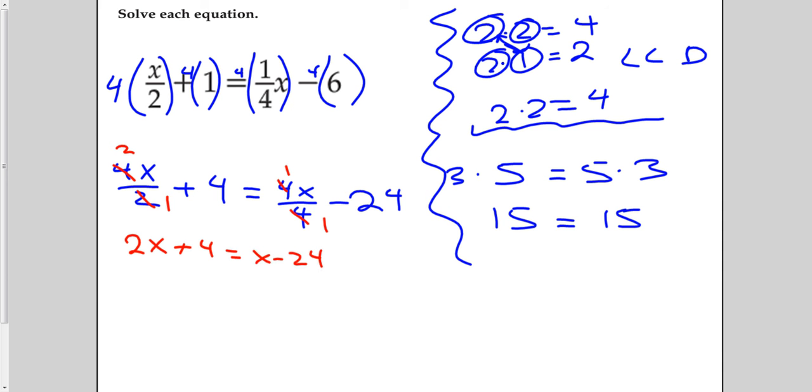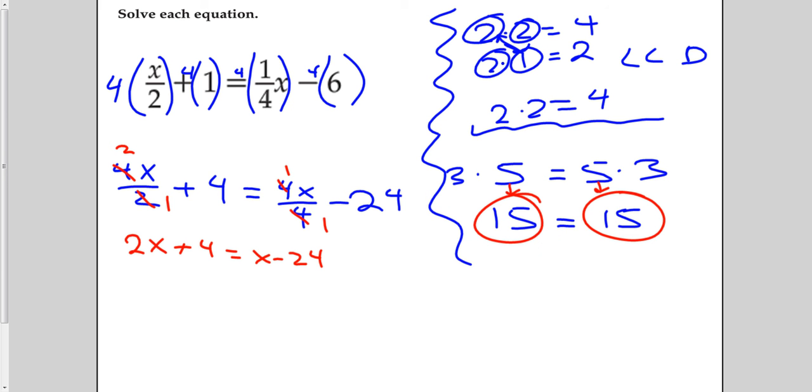And now I have an equivalent equation that I can solve and still get the same exact answer. Just like 15 equals 15 is basically the same as 5 times 3 equals 5 times 3, I get an equivalent statement that will give me the same solution.